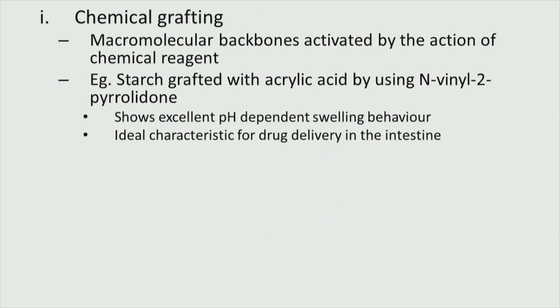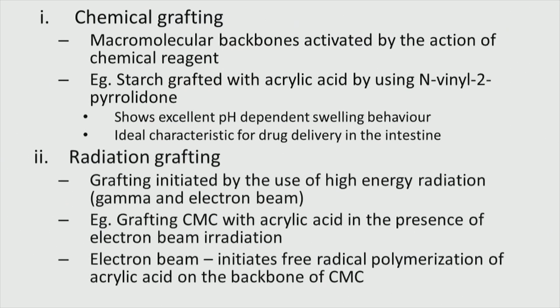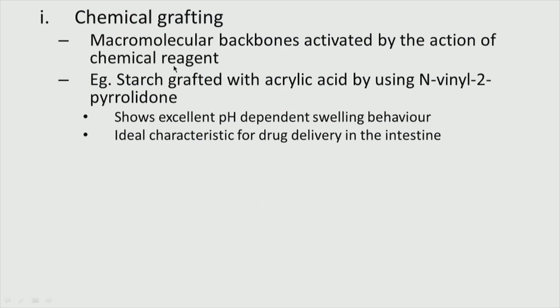This grafting has chemical grafting and radiation grafting. So, in chemical grafting what do we have? We have a macromolecular backbone, okay. This is activated by the action of a chemical reagent. So, we have starch grafted with acrylic acid by using N-vinyl 2-pyrrolidone. Okay. So, we have starch, okay, as the backbone, then we put in acrylic acid using this particular chemical. So, it shows excellent pH dependent swelling behavior, an ideal characteristic for drug delivery in the intestine, otherwise pure starch is not very suitable.